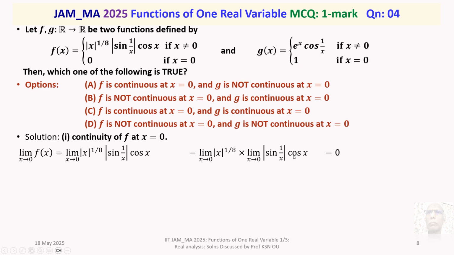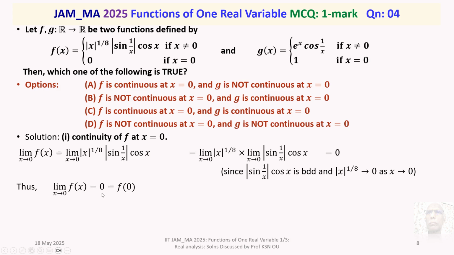And you know, it is a bounded function. And mod x to the power of 1 by 8, as x tends to 0, tends to 0. So therefore, this will be 0, and it exists. It exists because mod of sin 1 by x and cos x is bounded, and mod of x to the power of 1 by 8 tends to 0 as x tends to 0. So the limit exists and is 0, and 0 is the same as f of 0. Thus limit x tends to 0 of f of x is 0, and 0 is f of 0. So f is continuous at x equal to 0.